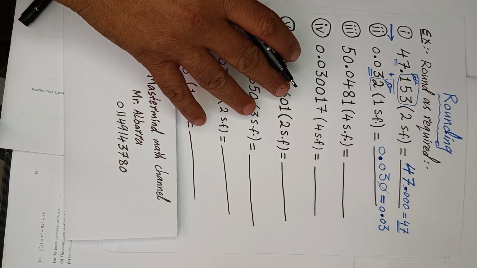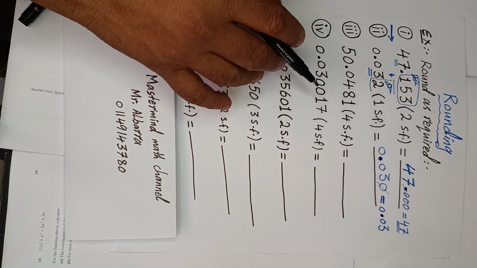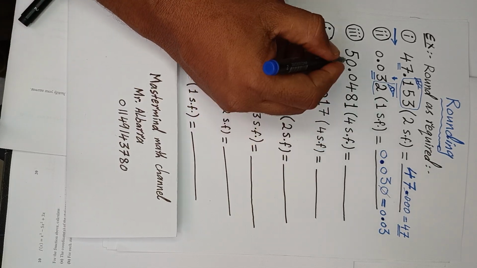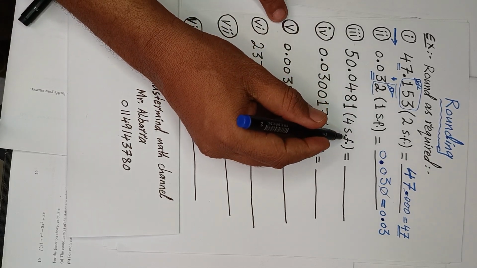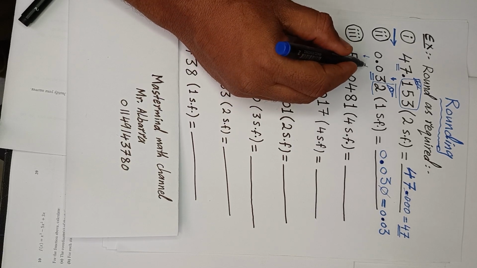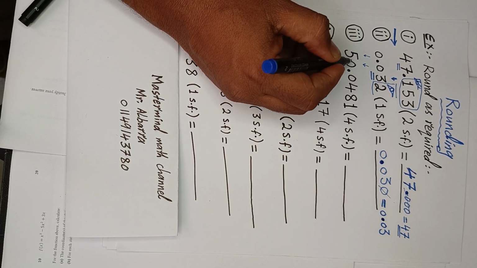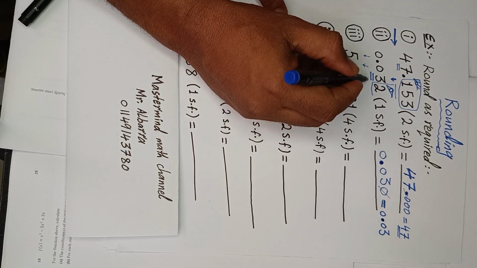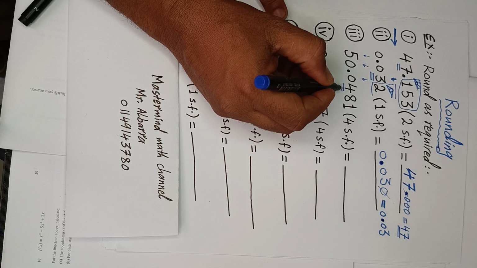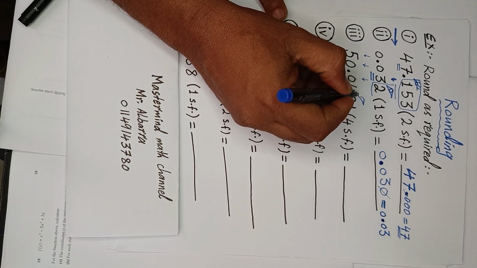The third one is 50.0481. They're asking you to round this number to 4 significant figures. I will count 5 as the first significant figure, 0 as the second. Why are you counting this 0? Because it's in between. And this 0 is the third significant figure. So the fourth significant figure is 4. Put your eye on the number to the right.